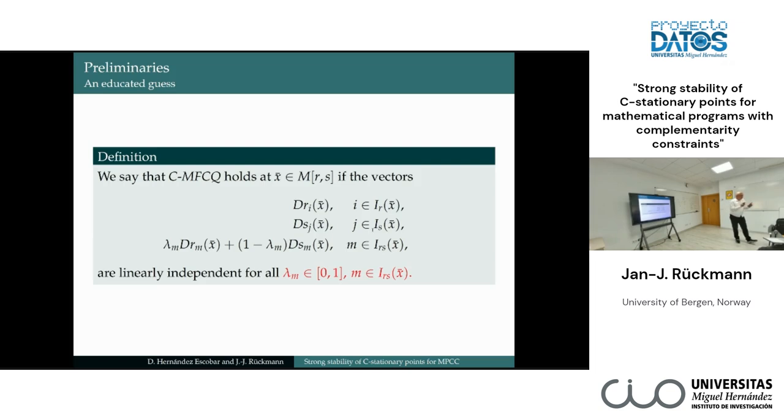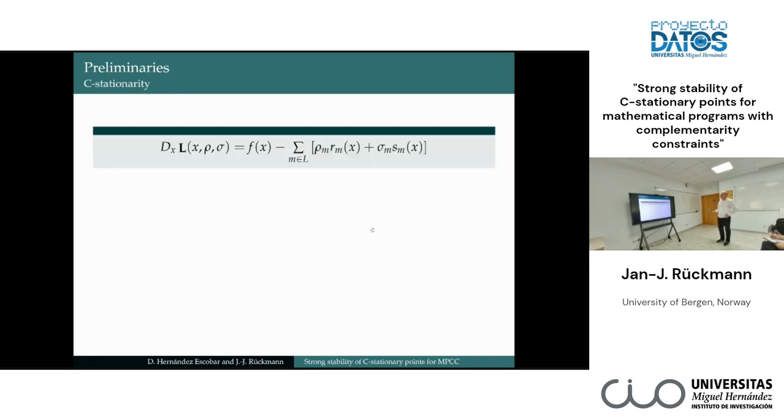We know this result from nonlinear programming. In nonlinear programming, there are several papers also saying that strong stability implies an MFCQ group. We will see that it is related, but it does not imply it. We will see an example where the C qualification is not fulfilled, but we have strong stability. Okay, but we come to this in a moment.